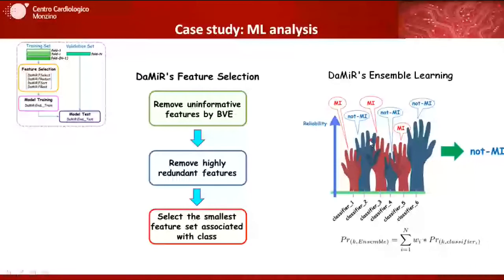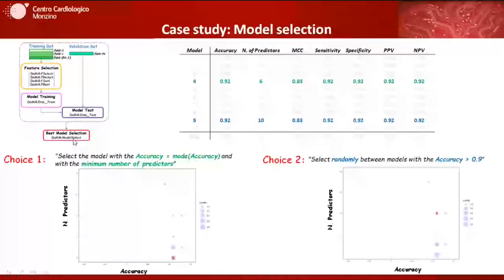So on the basis of these results, DaMiRseq allows the user to select also an optimal classification model in different ways. So here I provide you just two choices. The first one, we will select the model with an accuracy equal to the mode of the accuracies and with the minimum number of predictors. In the second choice, we will select instead a model randomly between those with an accuracy greater than 90%.